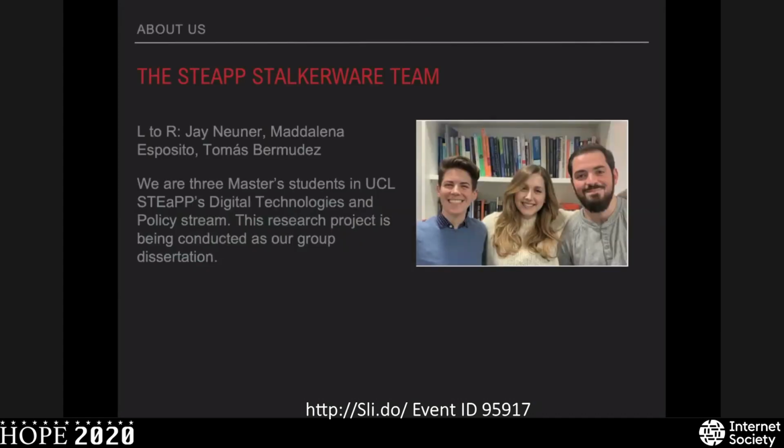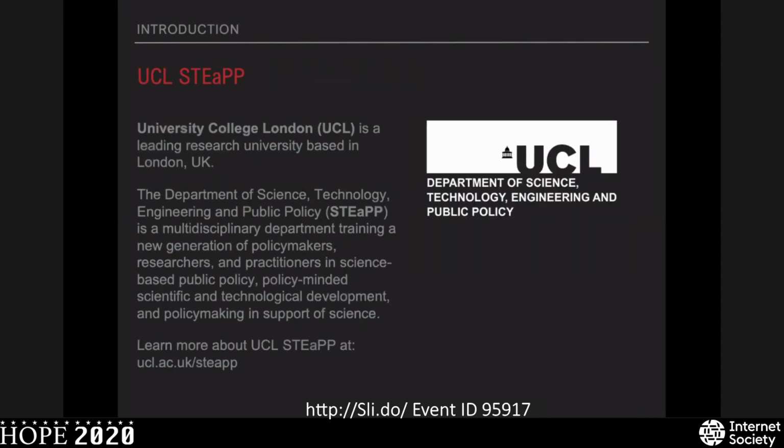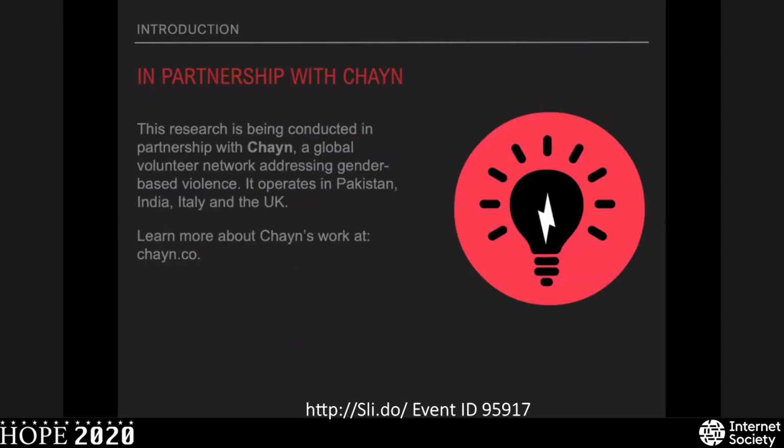Our research is part of a master's in public administration with a focus on digital technologies and policy within the Science, Technology, Engineering, and Public Policy Department at UCL, otherwise known as STEaPP. Additionally, this research is being carried out for Chayn, a volunteer network addressing gender-based violence. Chayn operates in the UK, Pakistan, India, and Italy through their online platform and activism on the part of its volunteers. Chayn is an organization run by and for survivors of gender-based violence, and it sees its functions as signposting relevant and useful services and providing access to information on topics related to gender-based violence. Maddalena will be expanding upon this later on in the presentation.